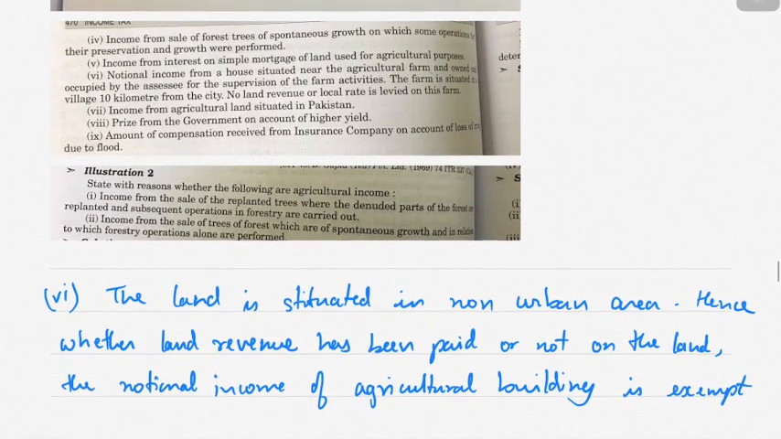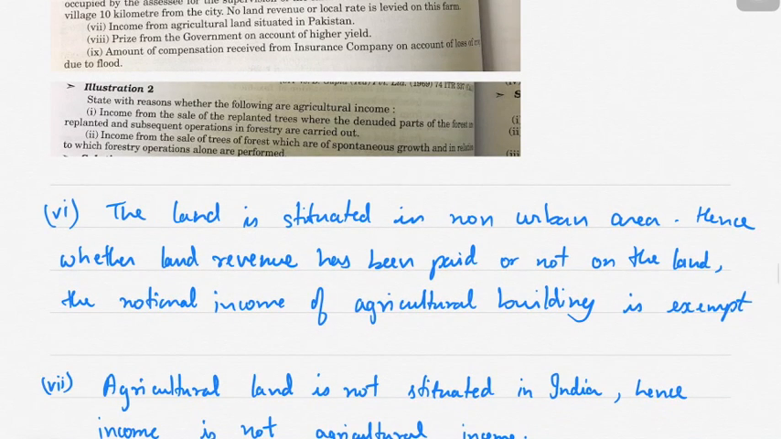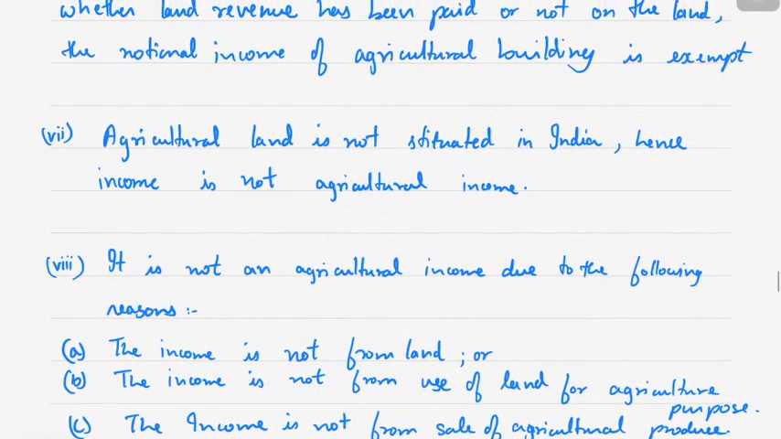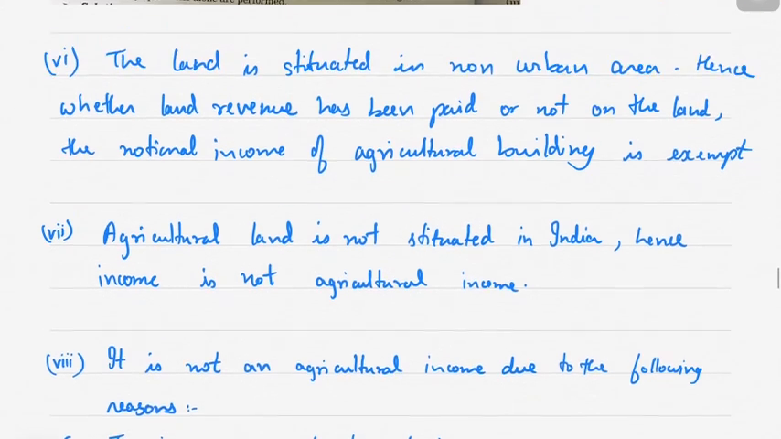Income from agricultural land situated in Pakistan. For that, agricultural land is not situated in India, hence income is not agricultural income. Price from the government on account of higher yield. It is not an agricultural income due to the following reasons. The income is not from land. The income is not from use of land for agricultural purpose. The income is not from sale of agricultural produce. So there are three reasons.